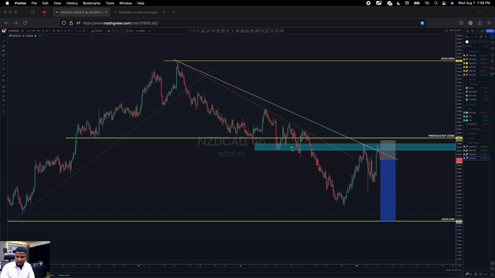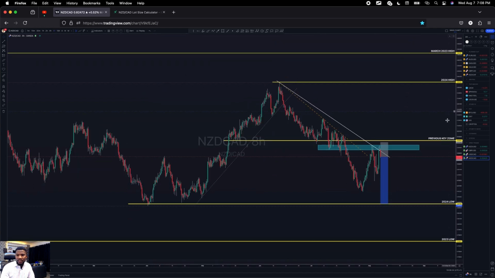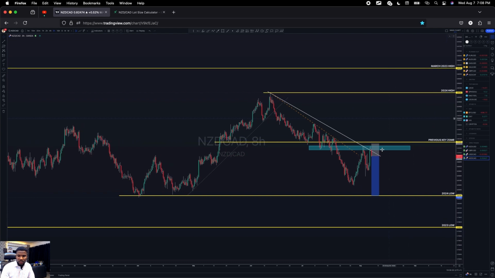But if it stays below here, I think the market is officially bearish, because even on the 8 hour band, you can see it's still very bearish, as you can see, with the trend line there. Even though the news came and it came very positive for Kiwi, it seems like the market is rejecting the whole show. This is just the spike, and the market is rejecting that right now.